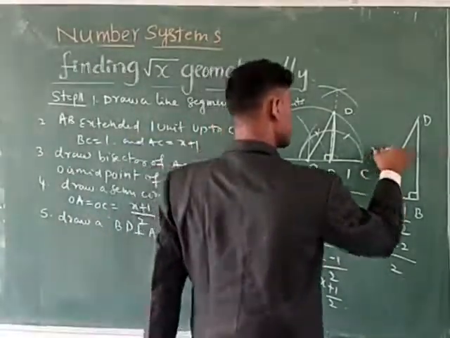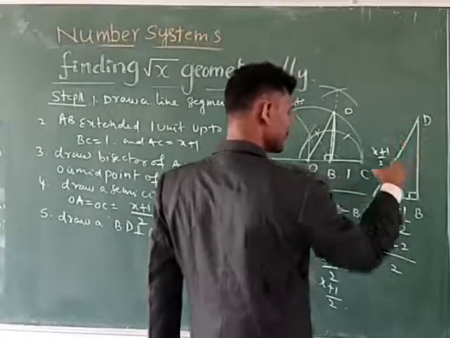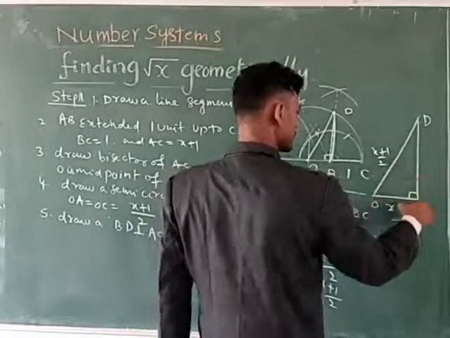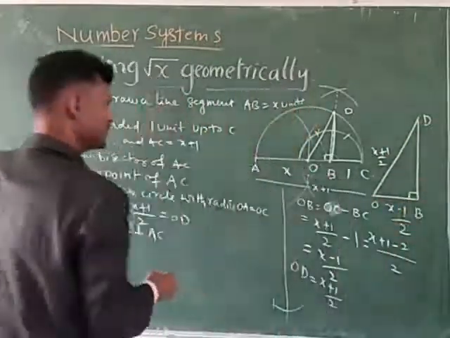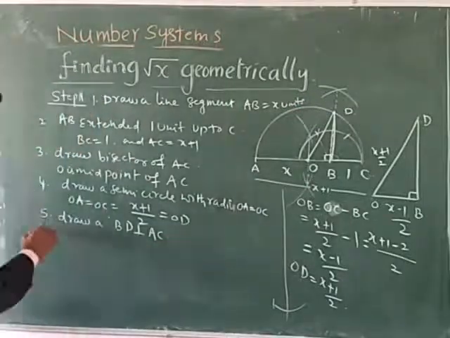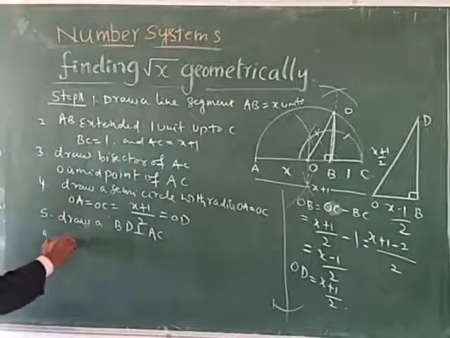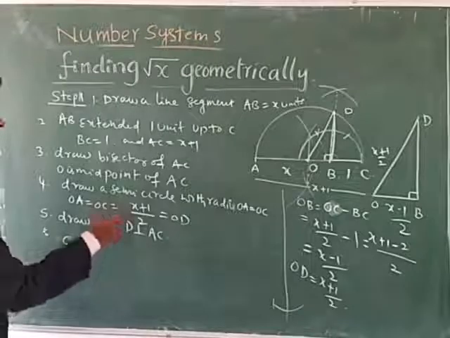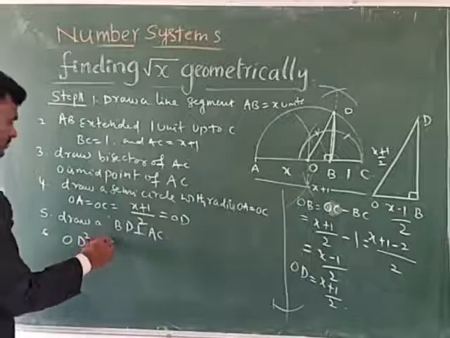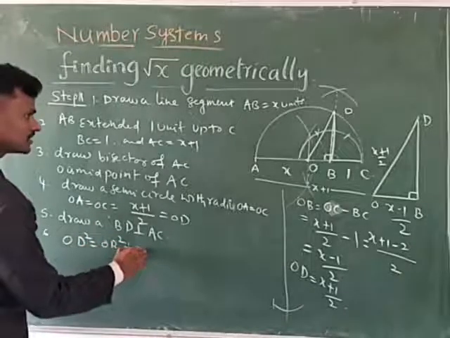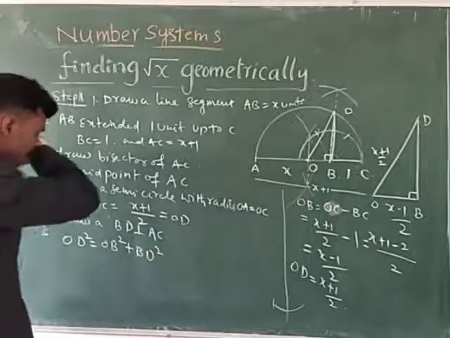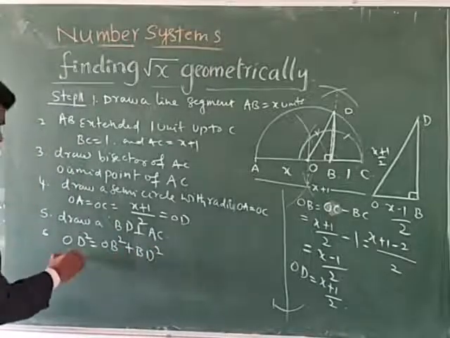Here this is (x+1)/2. Now, hypotenuse square is equal to side square plus side square. Then here OD square is equal to OB square plus BD square. Now listen. Here we want BD square.